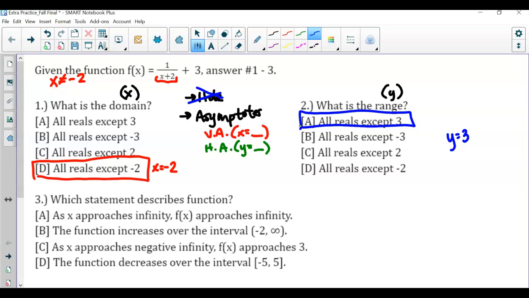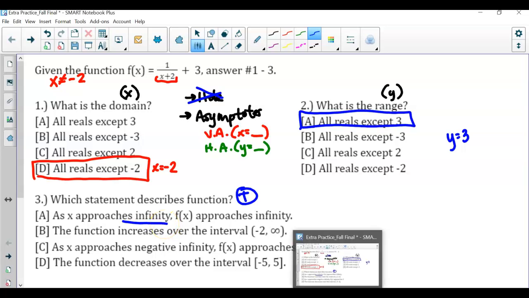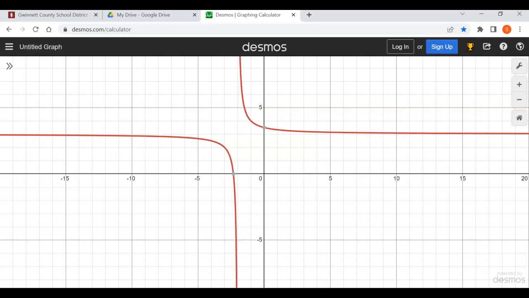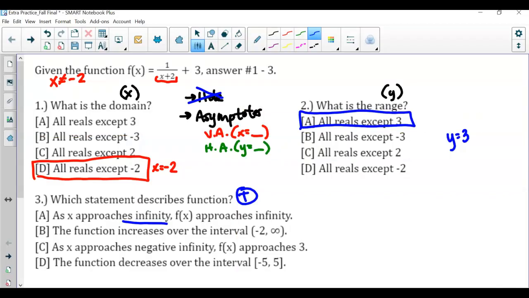Now question number three, which statement describes the function? We're looking for our true statement. As x approaches positive infinity, let's go back. What is our graph approaching? As we're going to the right towards positive infinity, what direction is our graph going? Notice how the end is going down, yes, but it's not going all the way down to negative infinity. It's approaching 3. As we're going to the right towards positive, it's getting closer and closer to, but never reaching 3. So A is not our answer because it's not approaching infinity. Our f of x is approaching 3.